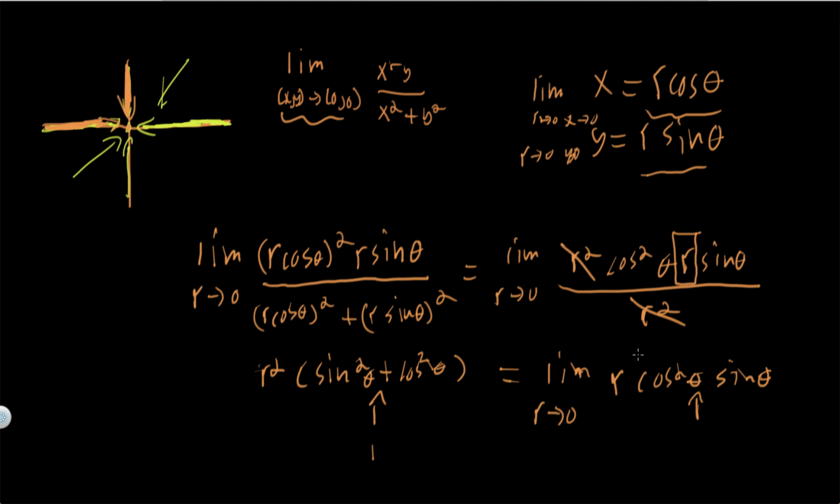We wanted to show the limit as this function goes to 0 is equal to 0 no matter what angle we approach it from. So therefore, this is proven because the limit as r goes to 0 is independent of theta, and that equals 0 times cosine squared theta times sine theta, and that's equal to 0. So we just showed that the limit of this function as x and y both go to 0 is independent of the angle that we approach it at.